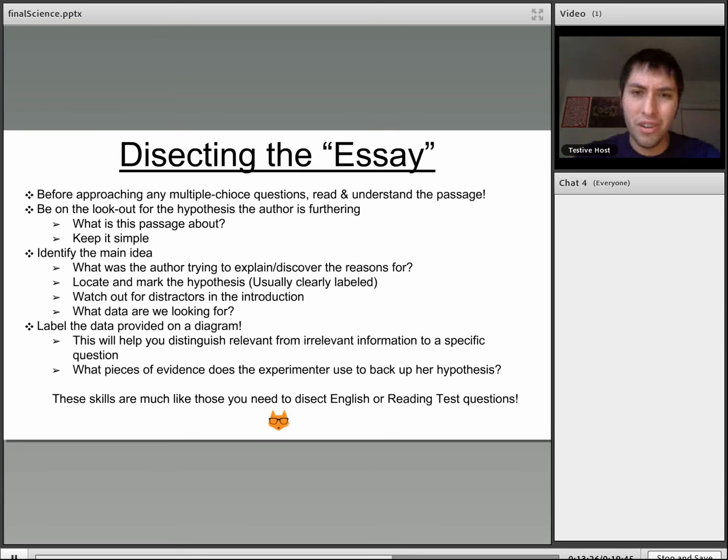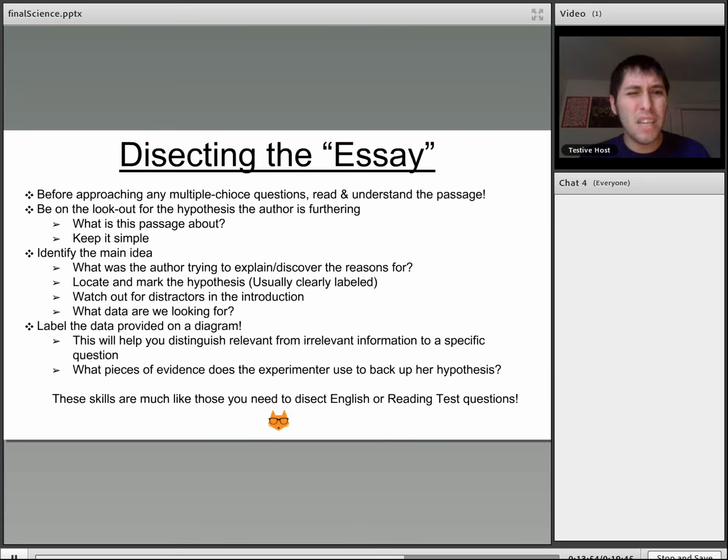For the previous question, we were discussing forces and how they affect the motion of this ball. Just that simple. What is it about? And then once you've got an idea of what we're talking about, focus on identifying the main idea. So what is the author trying to explain or discover the reasons for? Why is this experiment being carried out in the first place? And then locate and mark the hypothesis.